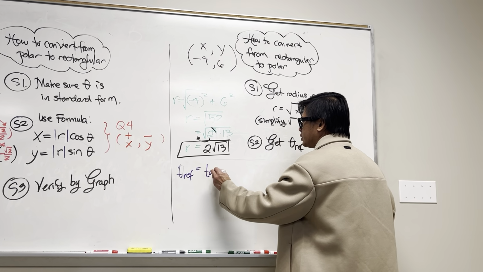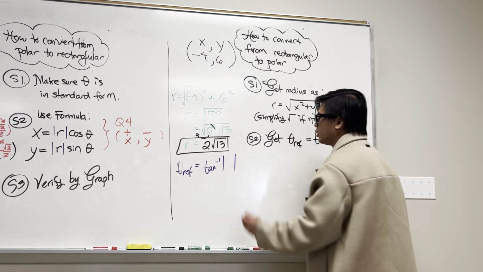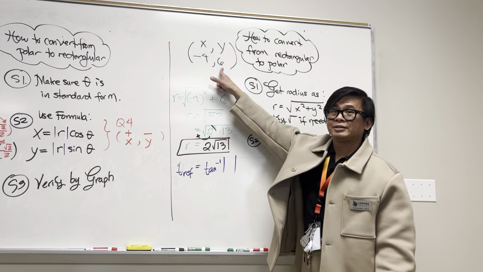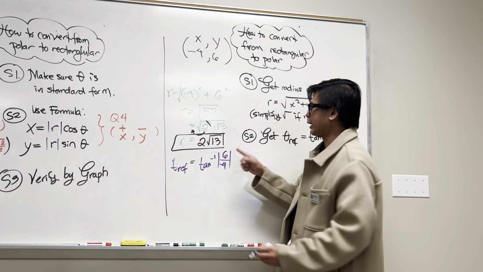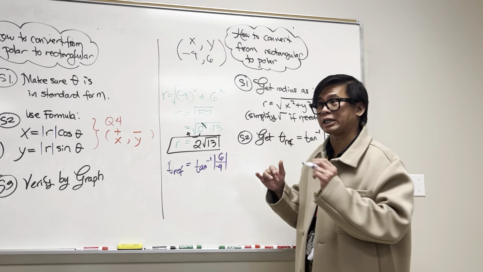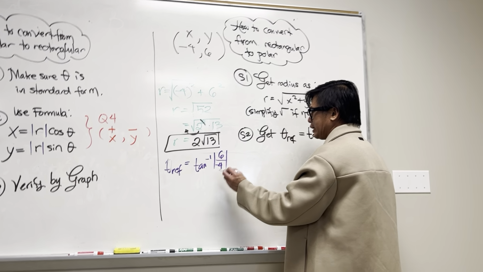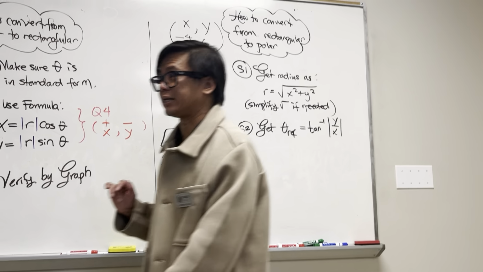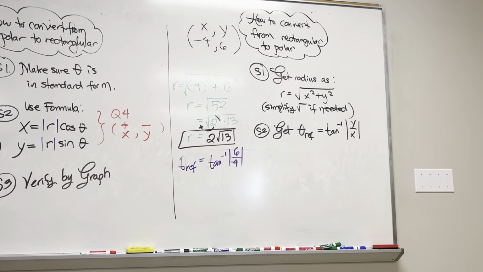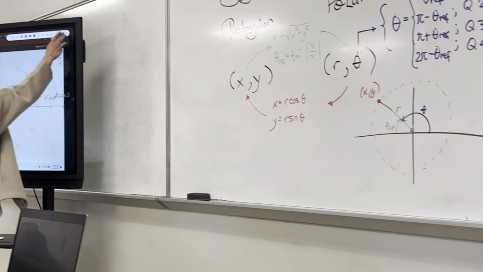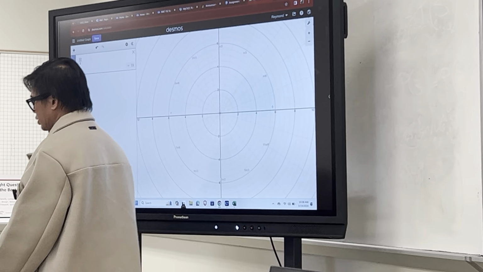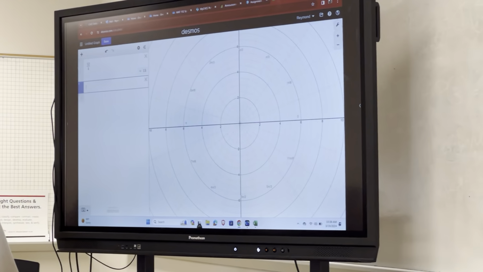Tangent inverse of, what's your y? 6, all right? Over negative 4. Once again, absolute value, not considering their signs yet. Now, what's that going to be in radians? Let's verify. What is that in radians? We can use our calculator for that as well. So let's put it in here as such.